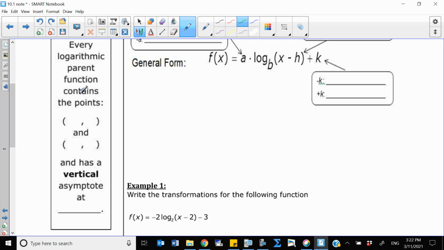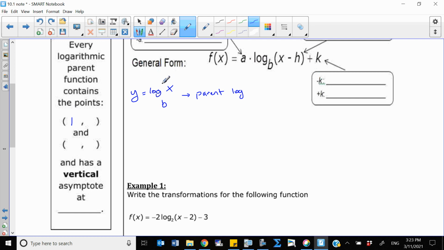Every logarithmic parent function contains these 2 points. What are these 2 points? Similar to exponential functions that we had 2 specific points, the same is here. Let's say I put x as 1 and see what happens. So this is my function, y equal to log with base b. I don't know what b is, it's just a number, so I just call that b. This is the general form of the parent log function with any base.